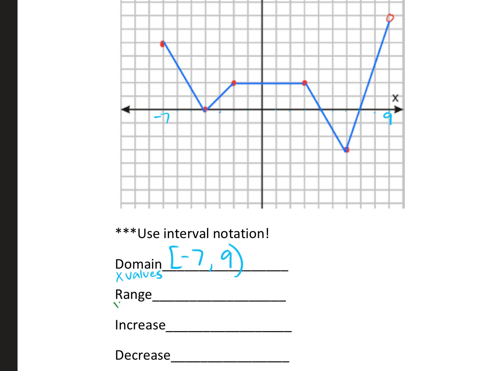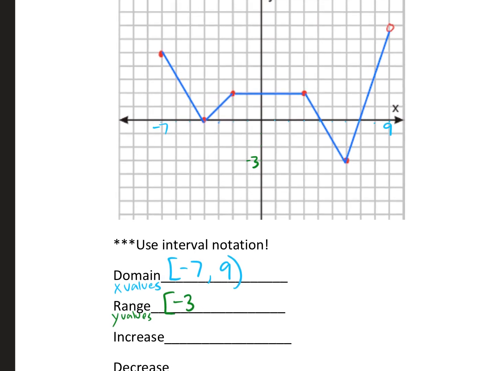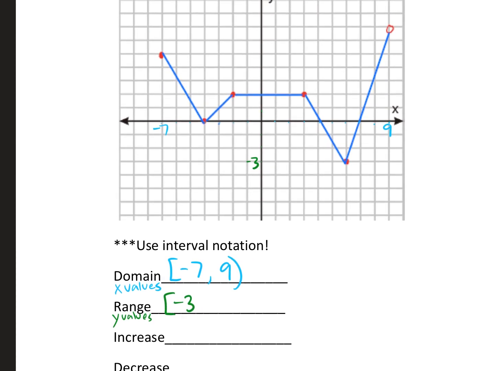Range, we look at the y values. The only time that we look at the y values is for the range. So we start at the very bottom and then work our way to the top. What's the first y value that our graph touches? -3. Bracket or parentheses? Bracket because it's a closed circle, so bracket -3. And then what's our largest y value that our graph goes to? 7, perfect. Bracket or parentheses? Parentheses because it's an open circle at that point 7.